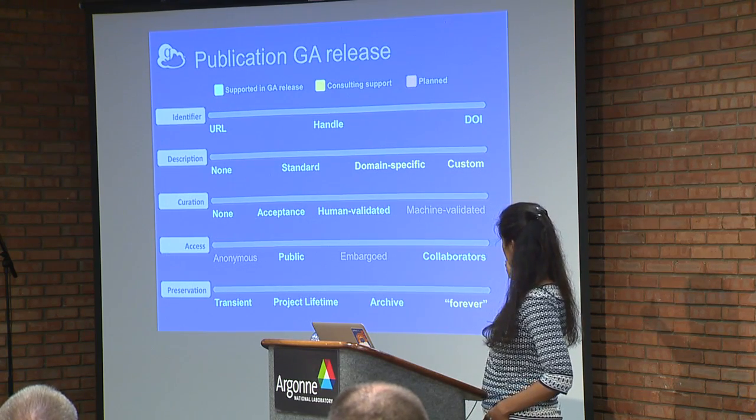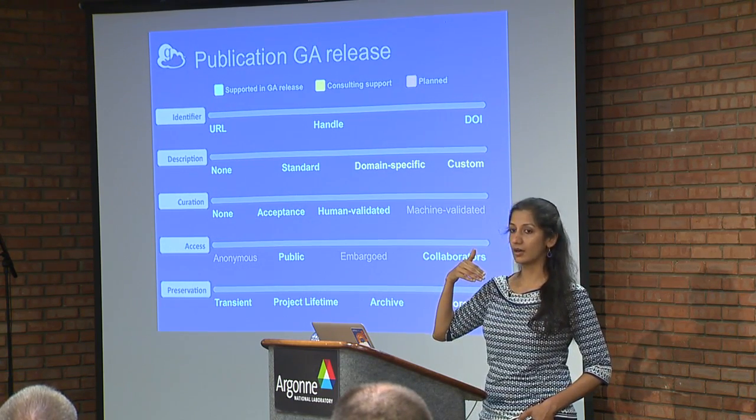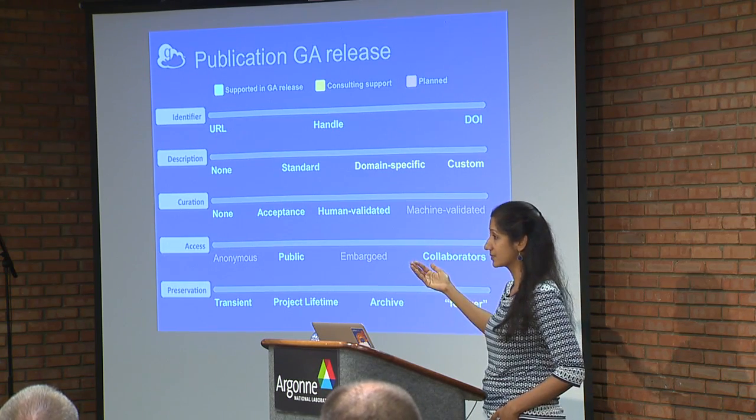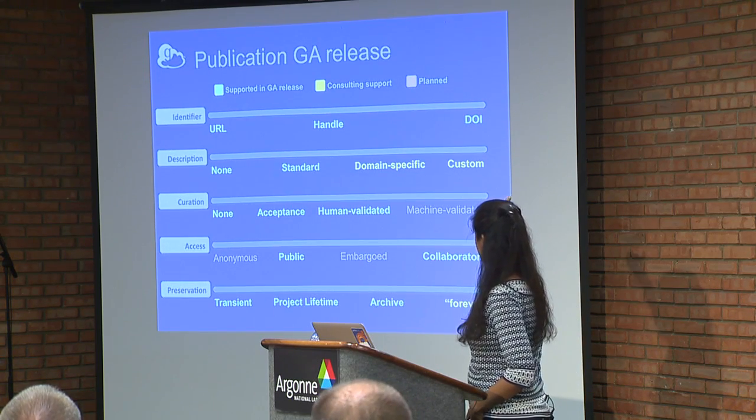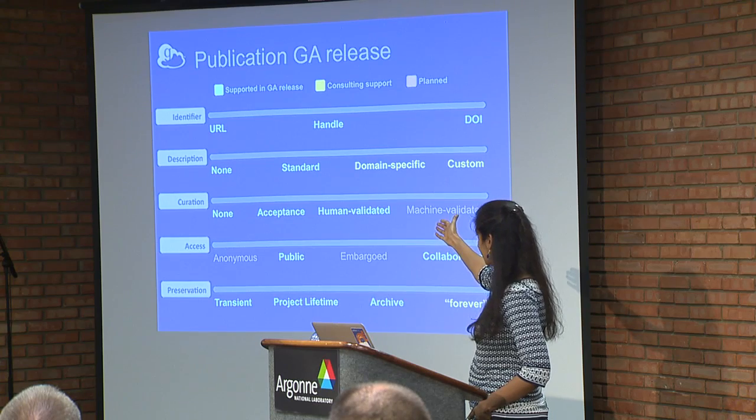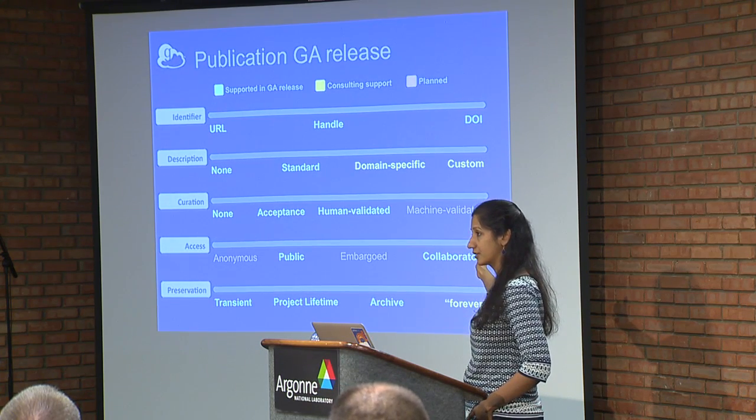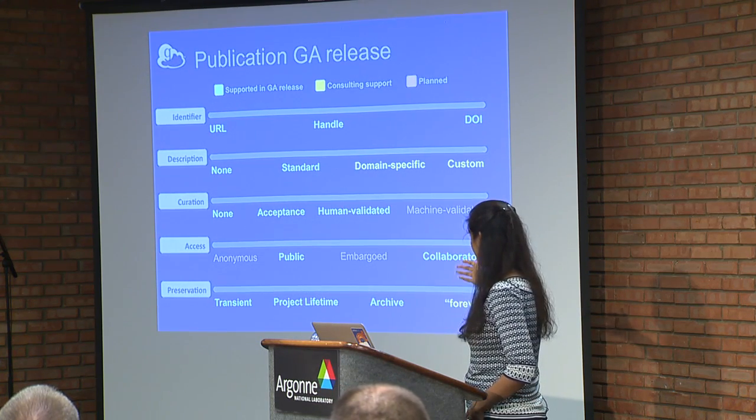Whereas on the other end of the spectrum, let's say you're publishing it through your institution and your library is maintaining it, then they're probably looking for a DOI, very standard metadata, and machine-validated curation, so that there is preservation involved and so on.